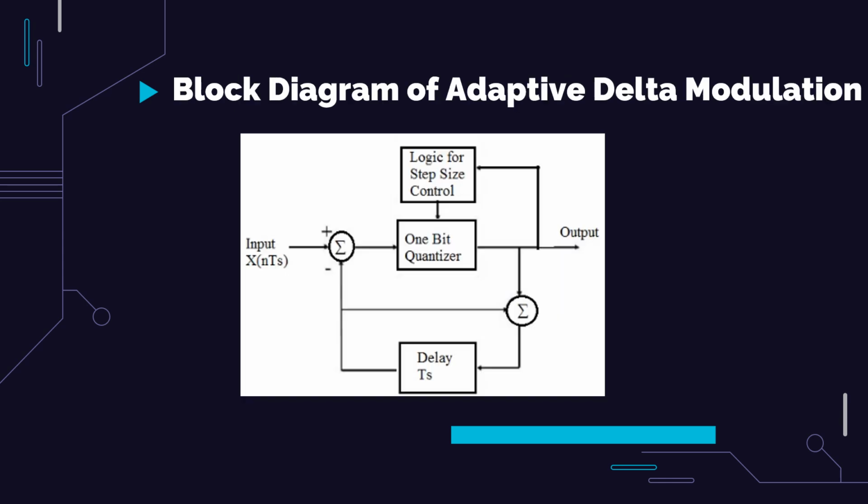As you can see in the block diagram, the input signal is compared with the previous output. The difference is converted into 1 bit, meaning up or down. The step size is adjusted automatically: it increases for fast signal changes and decreases for slow changes. The feedback with the delay reconstructs the signal. The result is better tracking of the signal and less distortion compared with normal delta modulation.